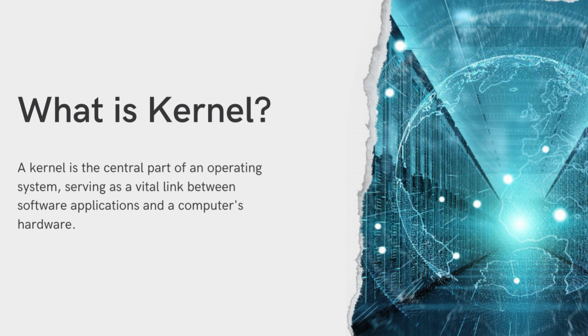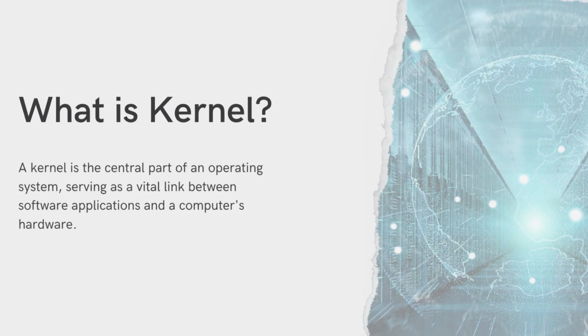For example, the kernel provides an abstraction layer that allows software applications to interact with the hardware without needing to understand its specific details, enabling the smooth operation and coordination of all system components.